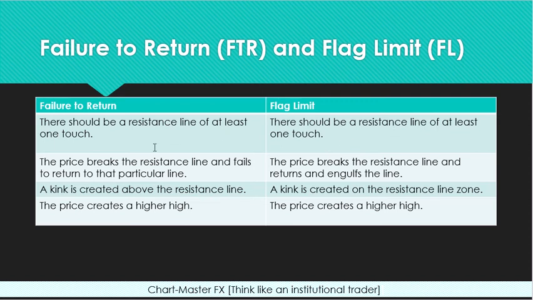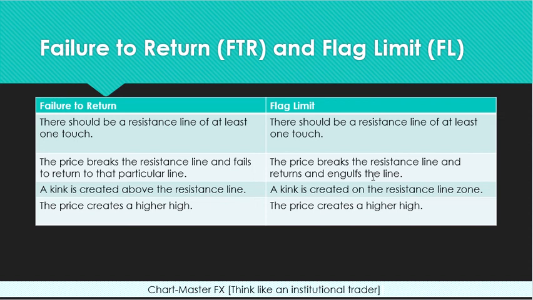You have seen guys on the anatomy, you've seen that. And here we can see on the failure to return, the price breaks the resistance line and fails to return to that particular line. So as you have seen, the price fails to return to that supply. So that's the condition of the failure to return. And on the flag limit, the price breaks the resistance line and returns and engulfs the line. So the line is engulfed immediately before the price rallies up. So this is the difference.